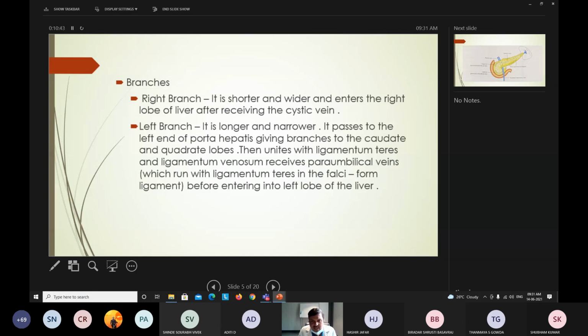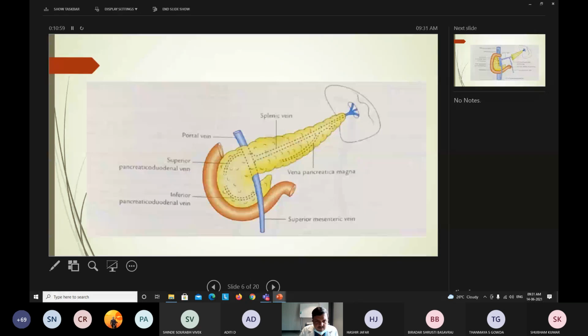Then it unites with the ligamentum teres and ligamentum venosum. It receives paraumbilical veins which run within the ligamentum teres before entering the left lobe of the liver. So this is the formation and relation of the portal vein.